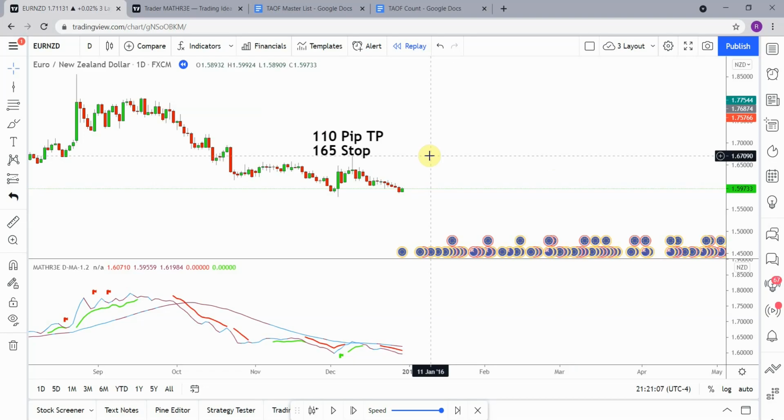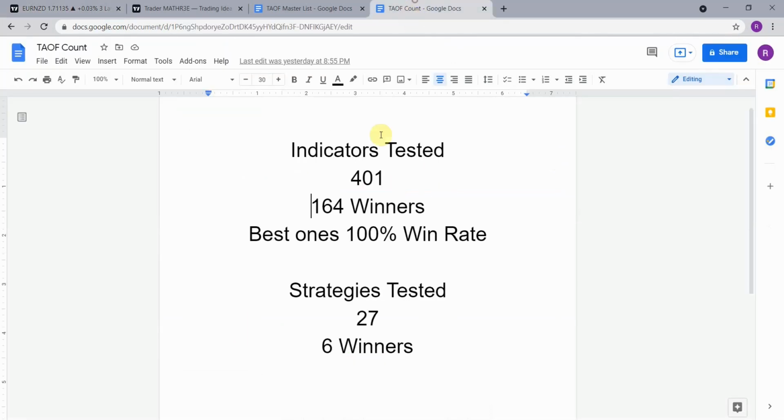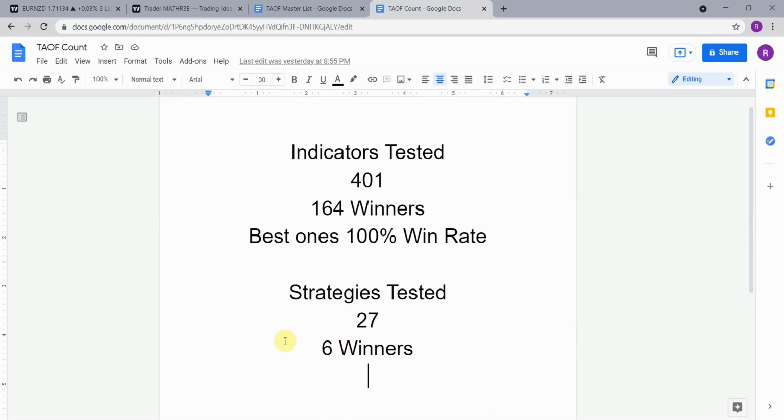Alright, as I said, today we will be testing the DMA indicator. Before we do though, I wanted to put the testing scoreboard up for everyone to see. So to date, we have tested a total of 27 different strategies, with 6 of them being winners. We have also tested a total of 401 indicators, with a total of 164 winners, which means that they have met or exceeded the 60% win-loss ratio threshold that we have set for them. The best ones so far were able to achieve a 100% win rate.